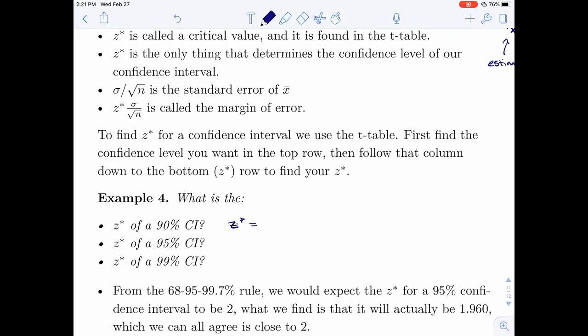Z star for a 90% confidence interval, right? You're going to go to 90%, and then you're going to go down to the Z star line, which is the second to last or third to last line, 1.645. Z star for a 95% confidence interval, 1.960.